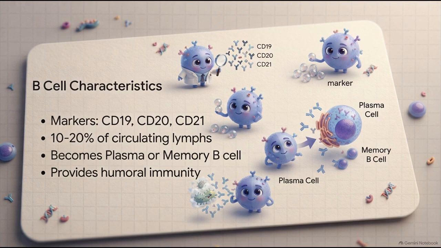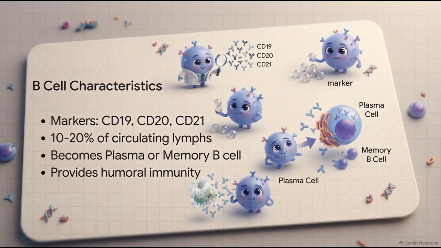They wear the CD19, CD20, and CD21 name tags and make up about 10 to 20% of circulating lymphocytes. Now, after birth, they mature in the bone marrow, but they don't become fully immunocompetent until they reach that secondary lymphoid tissue. When they make contact with an antigen, because they are totally dependent on antigenic stimulation, they transform into a reactive lymphocyte and then an immunoblast.